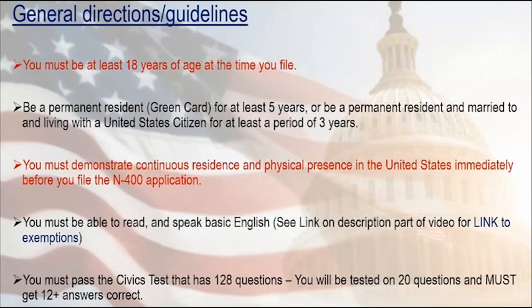If you are married to a United States citizen, you must be living with him or her for a period of no less than 3 years. You must demonstrate continuous presence and residence in the United States immediately before you file your N-400 application. You must be able to read and speak basic English.